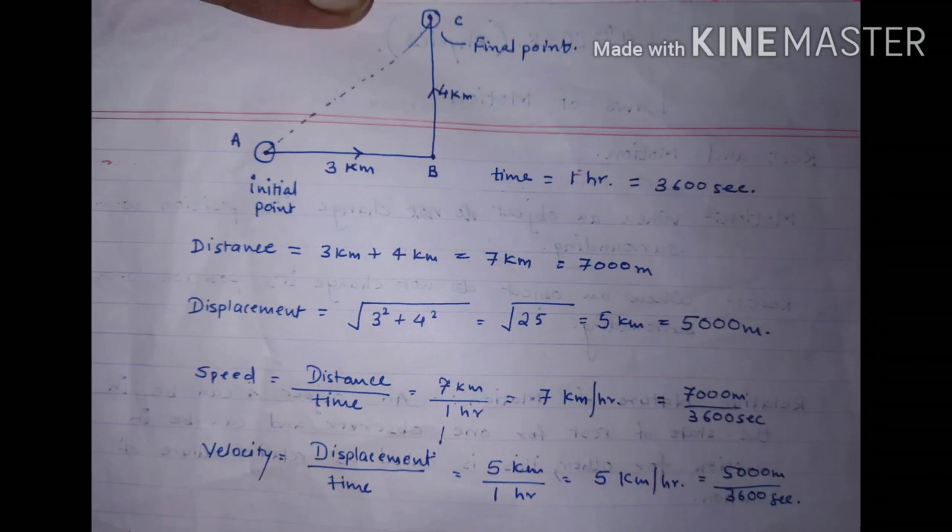Speed means the rate of covering distance. He covered a distance of 7 kilometer and took a time of 1 hour.